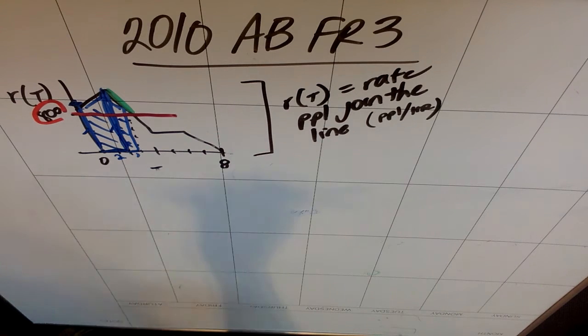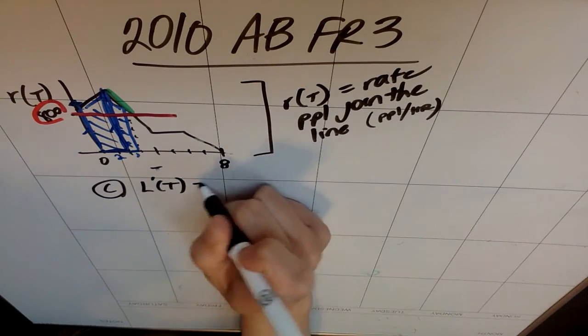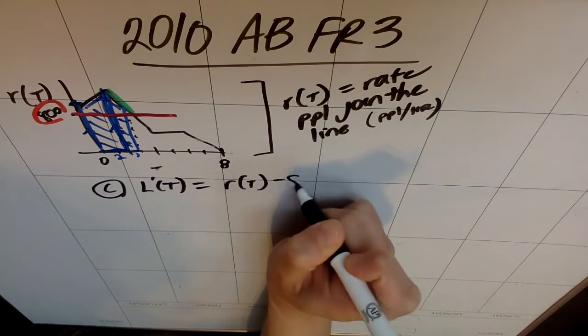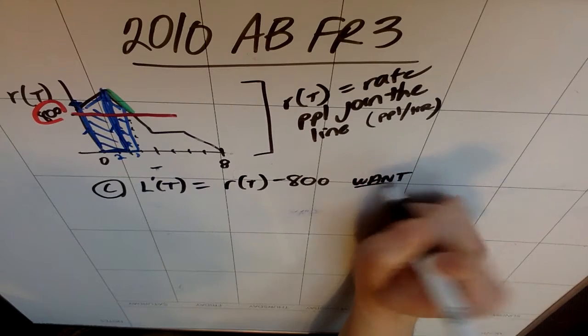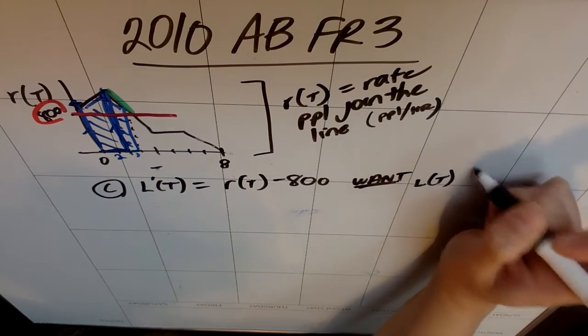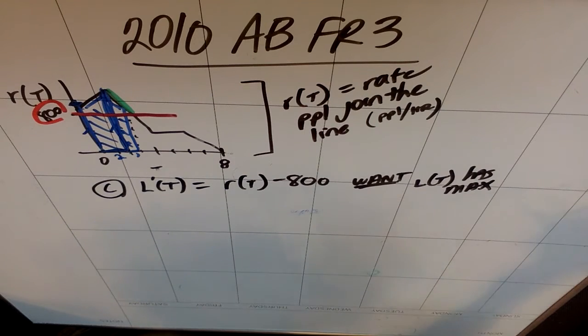Okay, so for part C, here's the thing. They ask, when is the line the longest, right? So we already said that L prime of t was R of t minus 800. Like this is the rate of change. And what they're actually asking you for in part C is when L of t has a max. Now, I made up this L of t notation because in my brain that was an easier way to think about it. So L prime of t is only a notation that I made up. It's not in the AP.